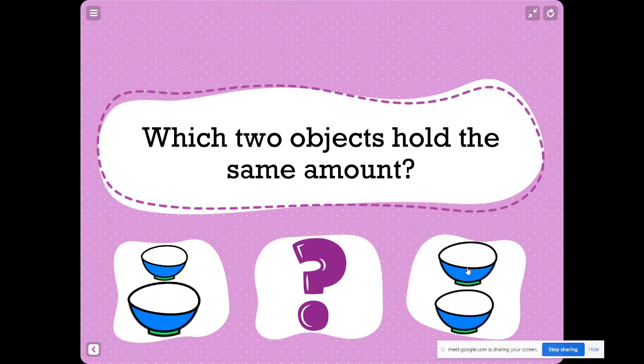Ah, quiet first. Listen to me. Okay. Quiet first. Okay. Now look at letter C. There are two bowls with the same sizes. If they have the same size, it means they can hold the same amount. That's the answer.